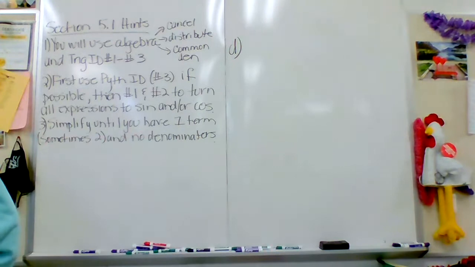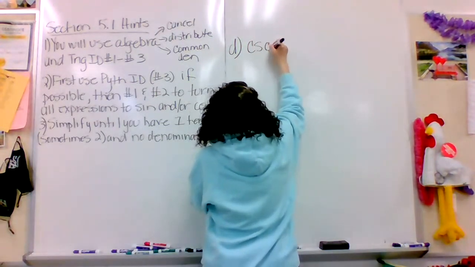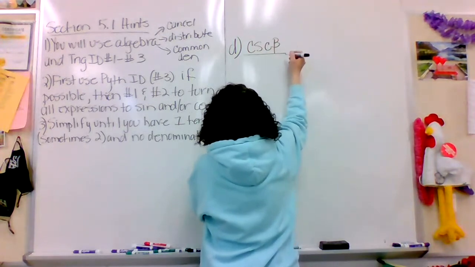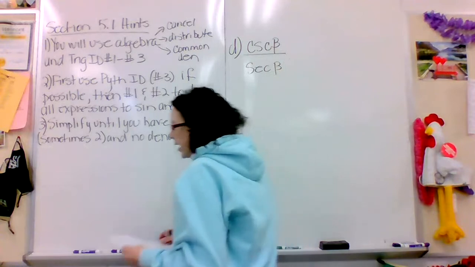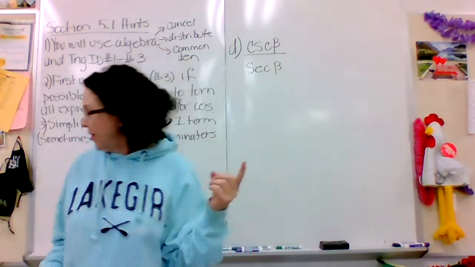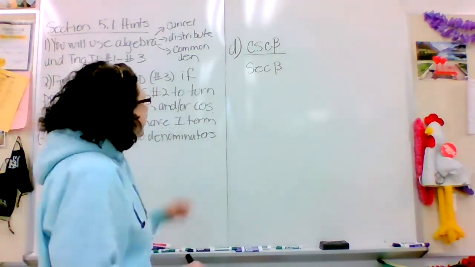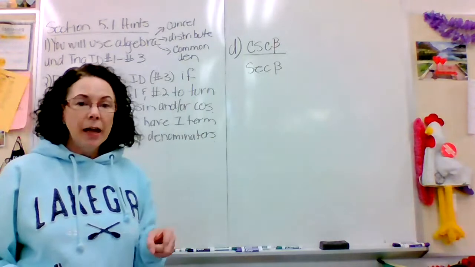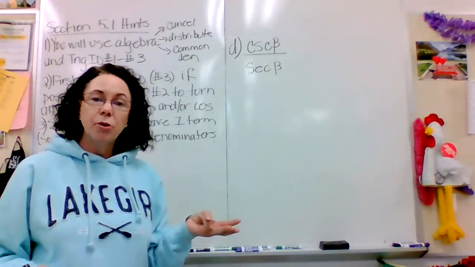On D, they want us to simplify cosecant beta over secant beta. Okay, number 1, algebra. I don't see any algebra I can do here. Just making sure I wrote it right. Number 2, Pythagorean identity. I don't see any trig functions being squared. I think this is reciprocal quotient.